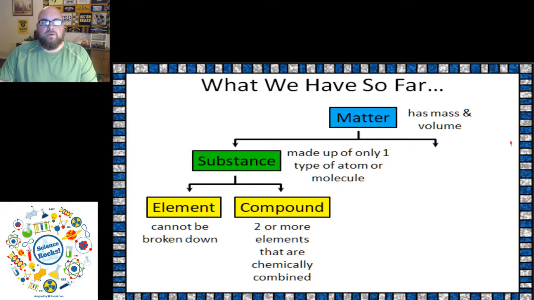So let's see where we are now. So we understand matter is broken down. One category is into substances, made of one type of atom or molecule. Substances can fall into one of two categories then. The first of which is elements that cannot be broken down any further. A single atom is their smallest existing state, whereas a compound is two or more elements that are chemically combined. So their smallest form is a single molecule.